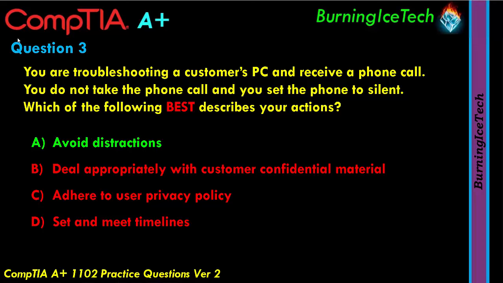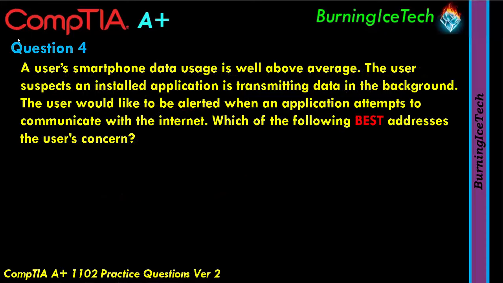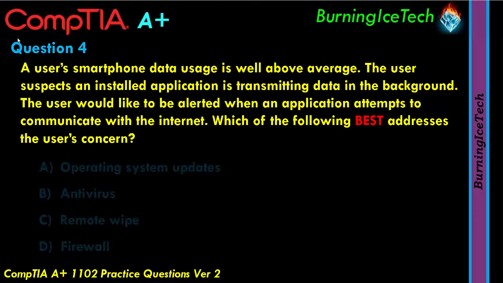Avoid distractions. Moving on to question 4. A user's smartphone data usage is well above average. The user suspects an installed application is transmitting data in the background. The user would like to be alerted when an application attempts to communicate with the internet. Which of the following best addresses the user's concerns?